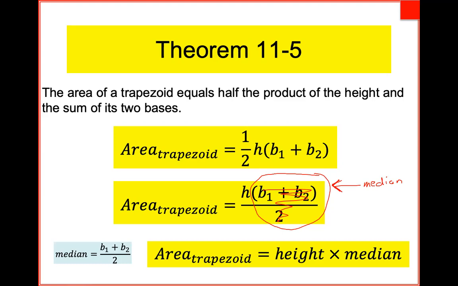So why do we need all these formulas? Well, sometimes we'll be given the median, sometimes we won't. When we're not given the median, well, then we got to use the standard formula. But if we're given the median, well, why don't we just use the median formula? It would make our lives a whole lot easier. And that's what we're going to do.